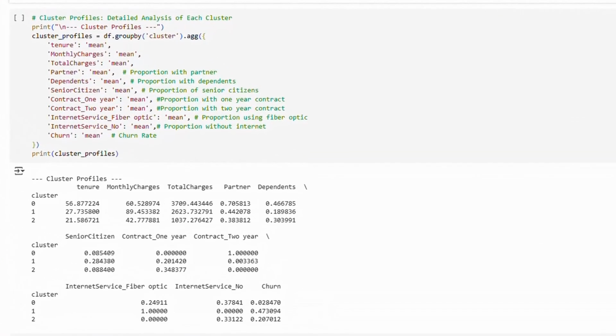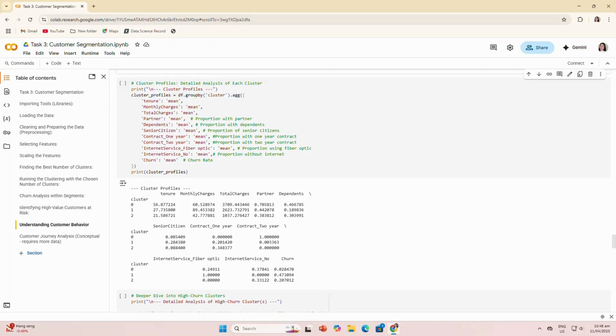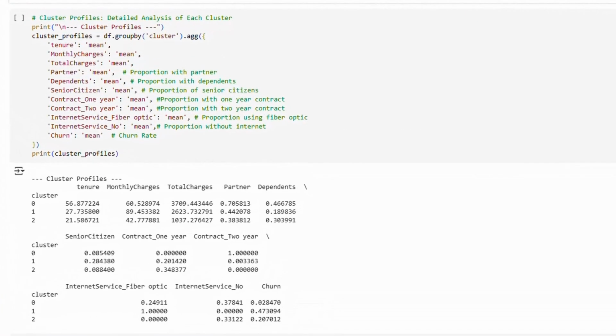Each cluster reveals unique traits. Cluster 0, long-tenured, loyal customers, likely older, with stable 2-year contracts. Cluster 1, short-tenured, high-charge users, mostly on fiber optic and monthly contracts, showing high churn. Cluster 2, low charges, 1-year contracts, younger customers, moderate churn but lower value.